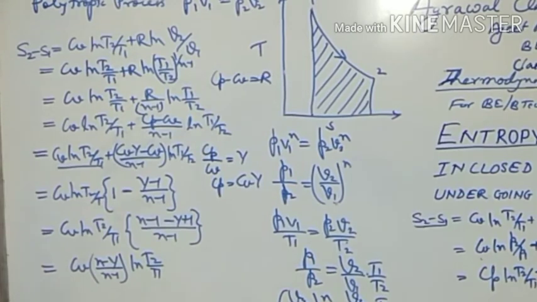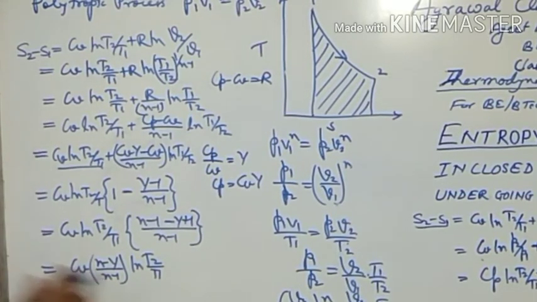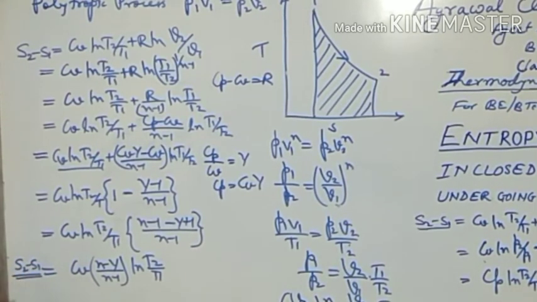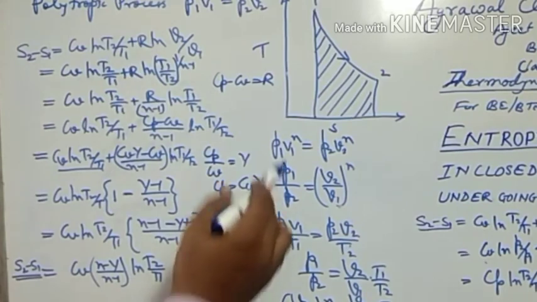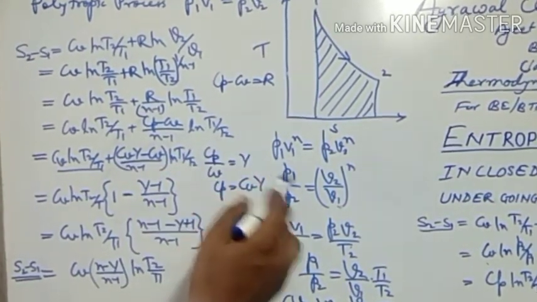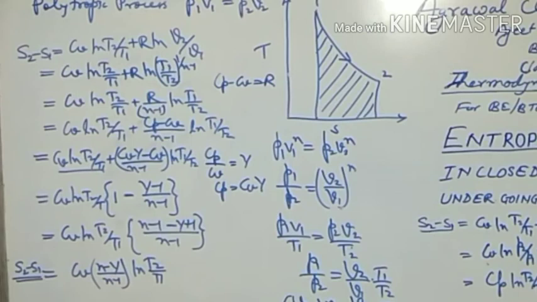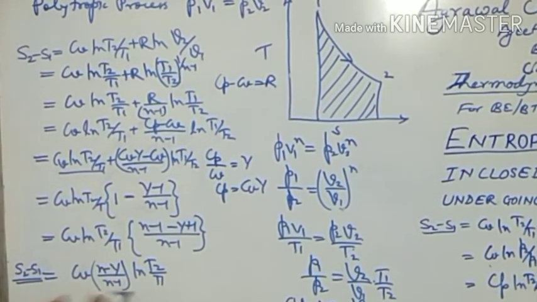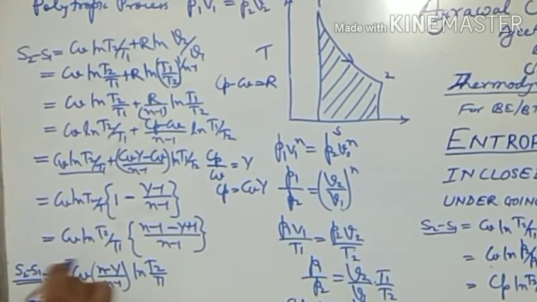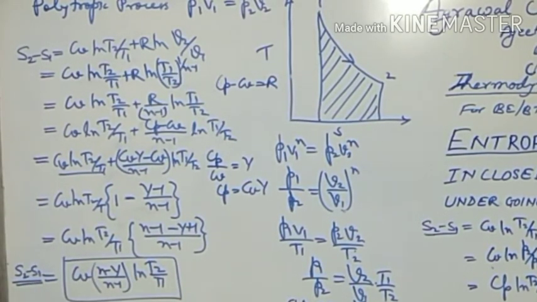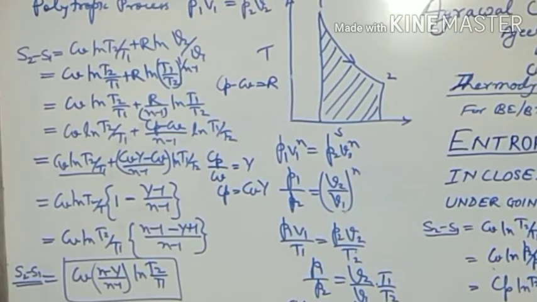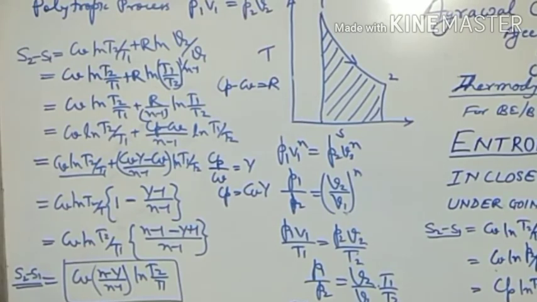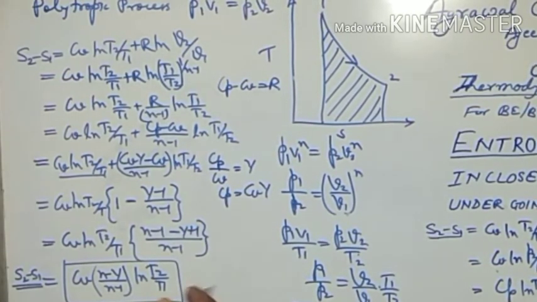So this way we get the relation to find the change in entropy during the polytropic process just by substituting the temperature in terms of the volume, or volume in terms of the temperature. We get this relation. So that is the change in entropy during a polytropic process. So that way we complete the change in entropy for all the processes which are taking place in a closed system.